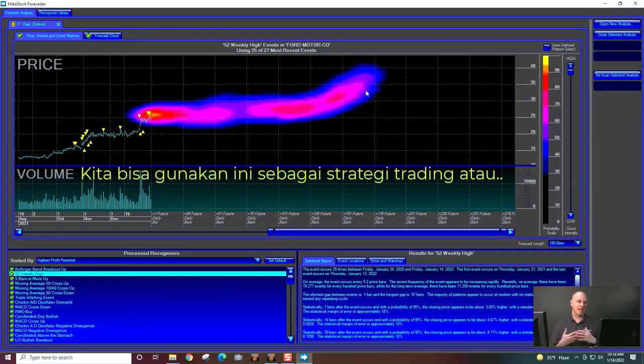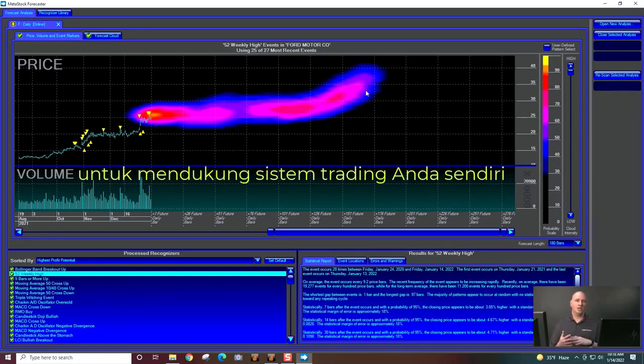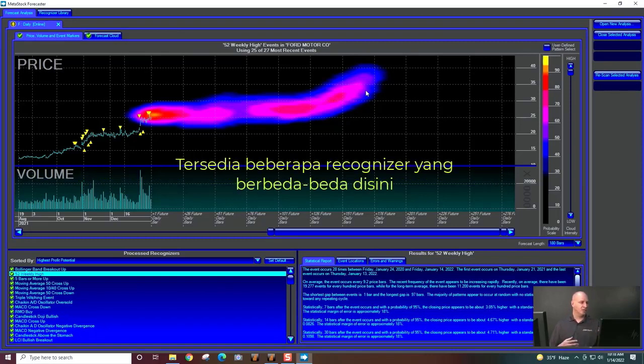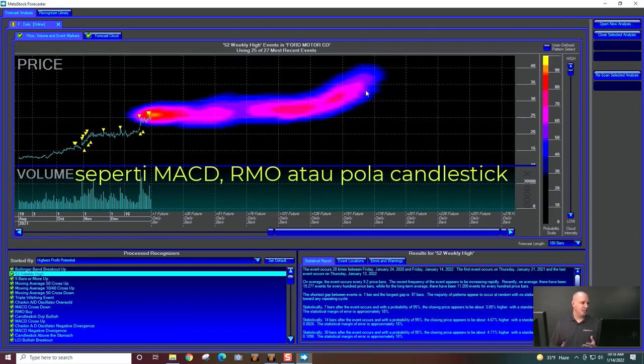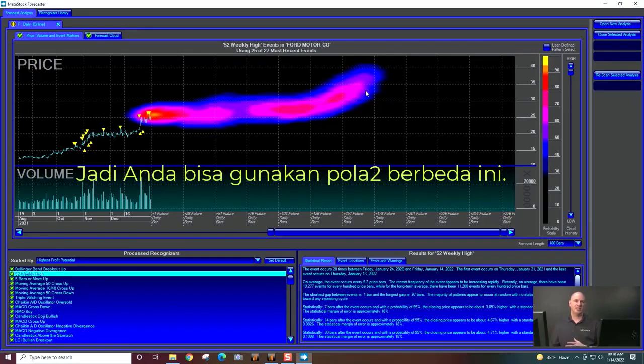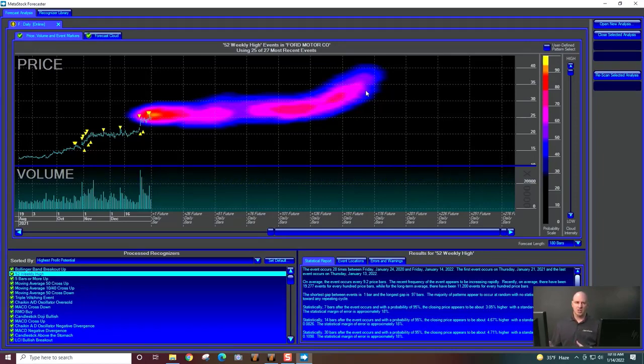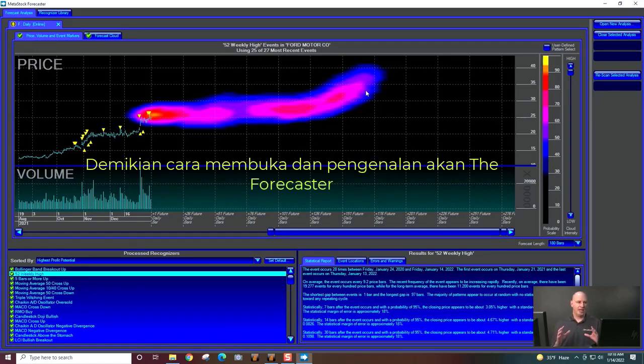And you can use this as a trading strategy or use it in conjunction with a trading system that you're using. So different recognizers in here would be things like MACD or RMO or candlestick patterns. So you can plot based off of these different patterns. So this is how to open up and a quick introduction into the forecaster.